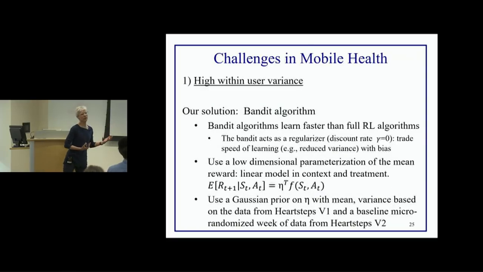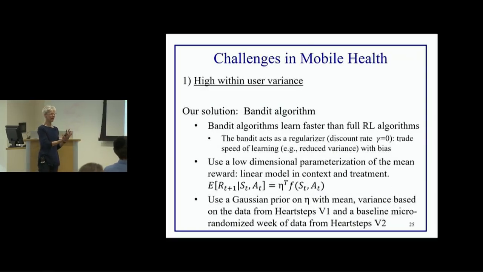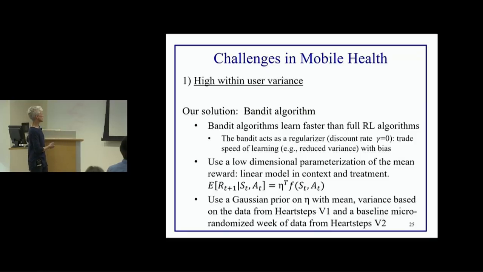So now we're going to go through the challenges and see how we took that basic vanilla version and started to alter it. That's what's coming up. Okay, so we have this high within-user variance, and we've seen this in study after study, not necessarily in physical activity, but in multiple studies in this domain. What do we do about that?